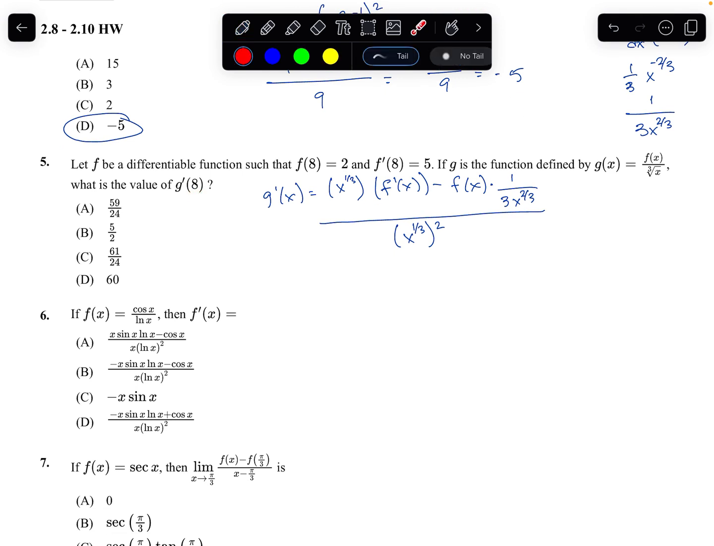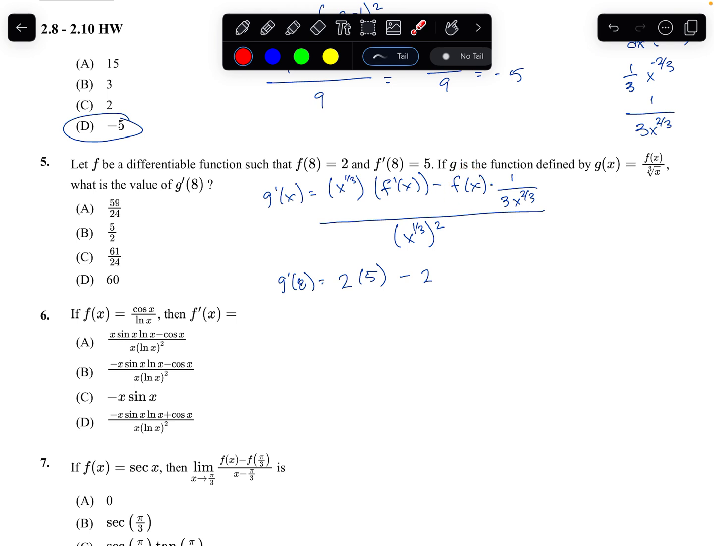So we're going to plug in 8, and so g prime of 8 is going to be equal to, if I plug in 8 right here, 8 to the 1/3 is the cube root of 8, that's going to be 2, times f prime of 8, which is 5, minus, I need f of 8, sorry, and that's going to be equal to 2, right? Yeah, it's going to be equal to 2. Alright, and that's that right there.